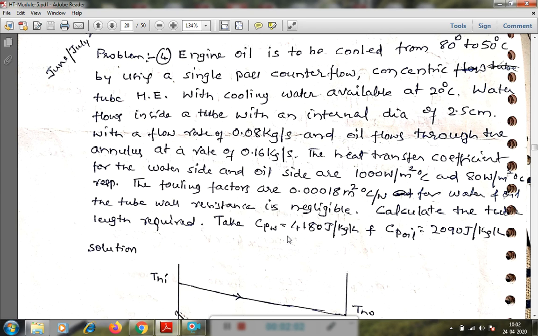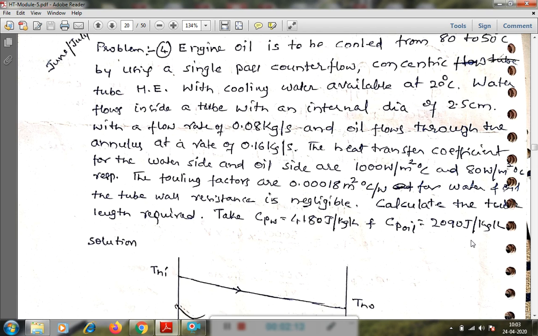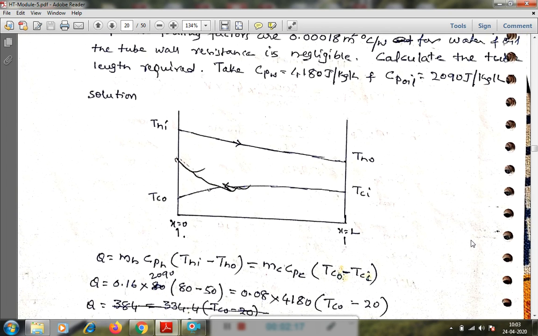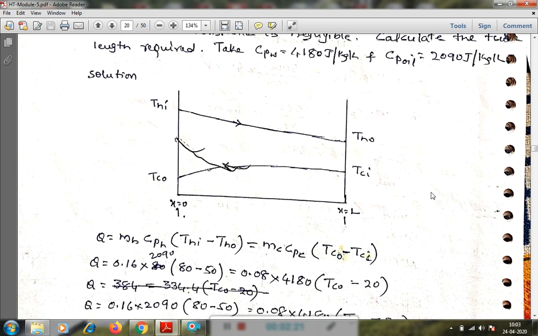For that, take CPW is equal to 4180 joule per kg Kelvin and CP oil is equal to 2090 joule per kg Kelvin. Here the counterflow heat exchanger that we have to draw, and here the inlet temperature of the cold fluid only is given and inlet and outlet temperatures of the hot fluid are given, and we can calculate the outlet temperature of the water by using the mass flow rate and specific heat. Both are given for both the fluids.